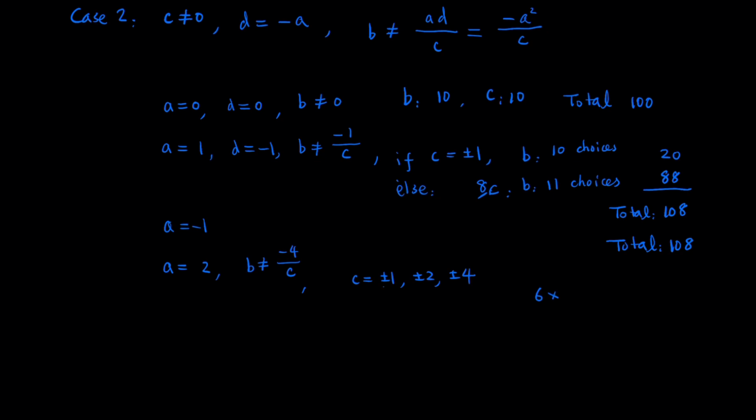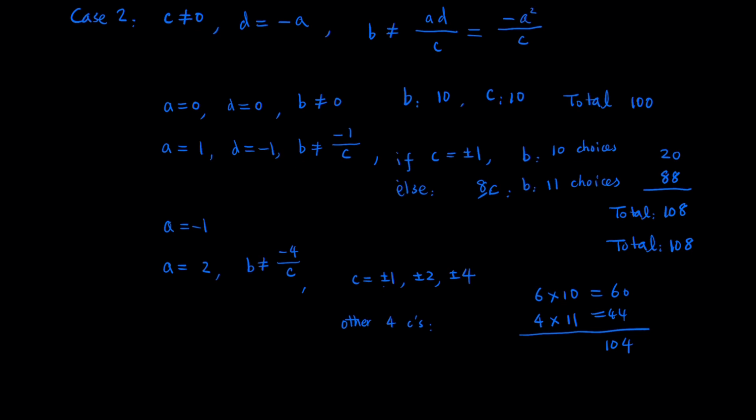So 6 times 10. Now for the other 4 C values, each would have what? 4 times 11. Alright, so that's 60. This is 44. So total is 104. Make sure you understand this, right?